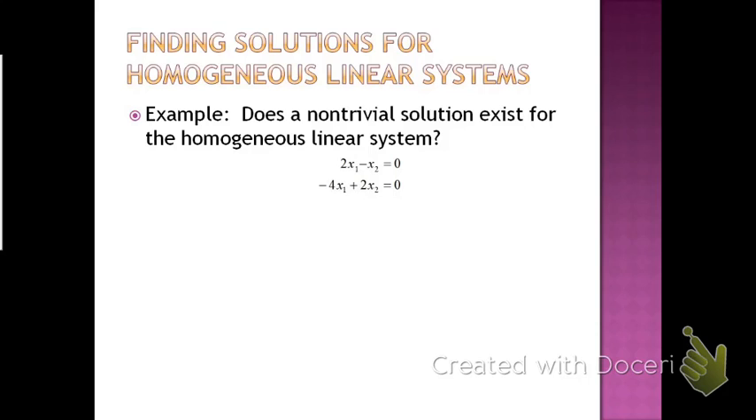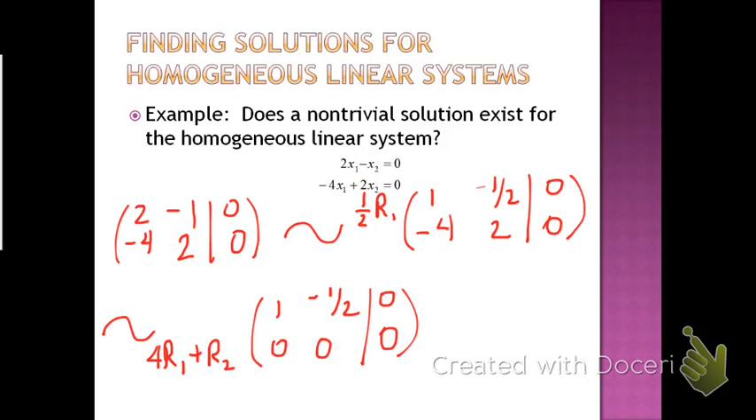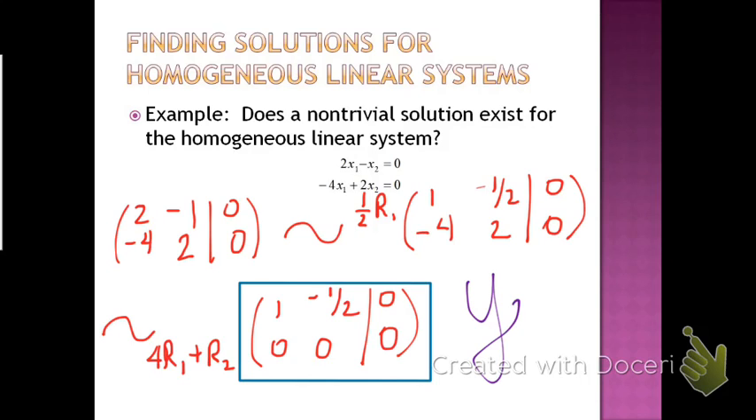So let's look at an example. We look at this system here and we want to know, does it have a non-trivial solution? And that just means, are there infinitely many solutions to this system? Putting this system into an augmented matrix and performing EROs, we get an equivalent system that looks like this. And we notice that it indeed has a non-trivial solution. So we can say, yes, this system does have a non-trivial solution.